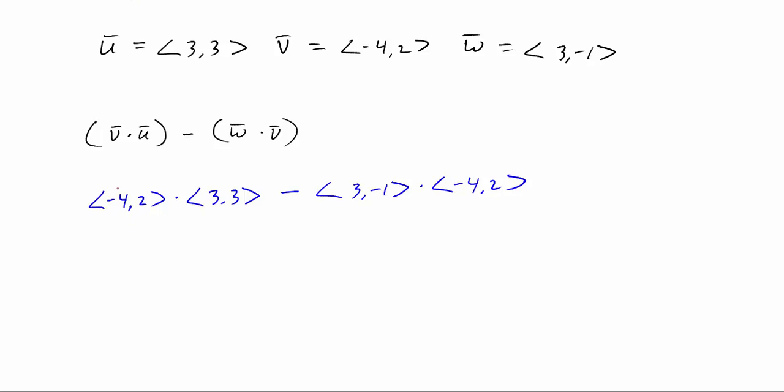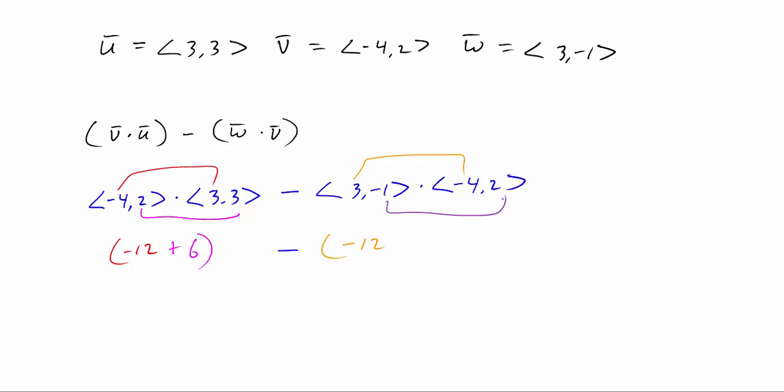So here we end up with negative 4 times 3, which is negative 12, plus 2 times 3, which is 6. And then this is going to be minus, over here we're going to end up with 3 times negative 4, which is negative 12, negative 1 times 2 is a negative 2. So if we go back and combine like terms, we have a negative 12 plus 6, which is negative 6, minus negative 12 minus 2 would be a negative 14.